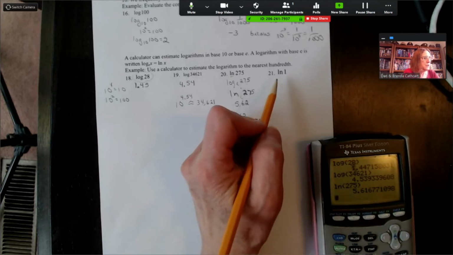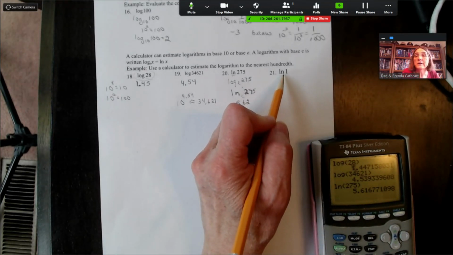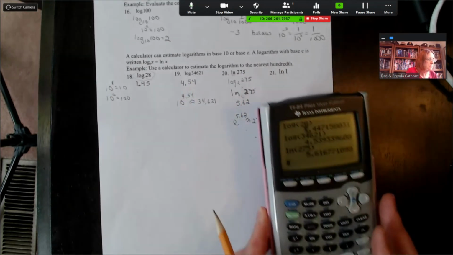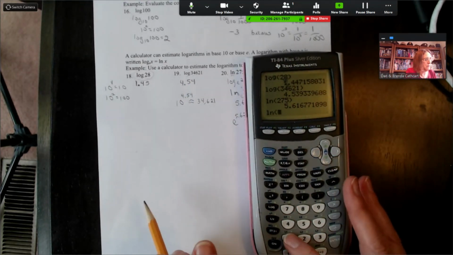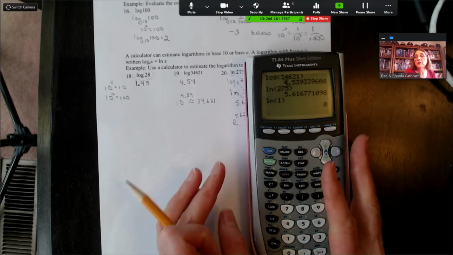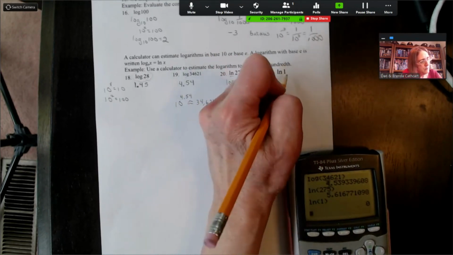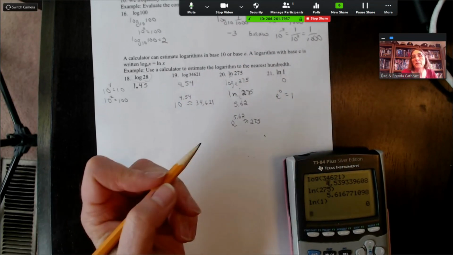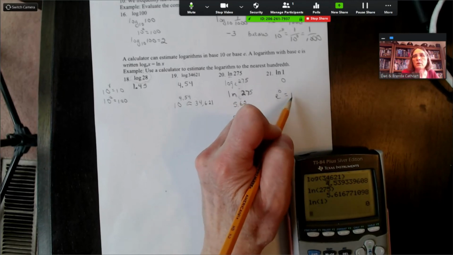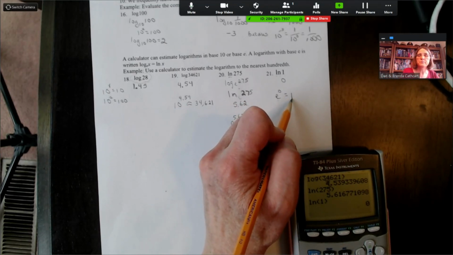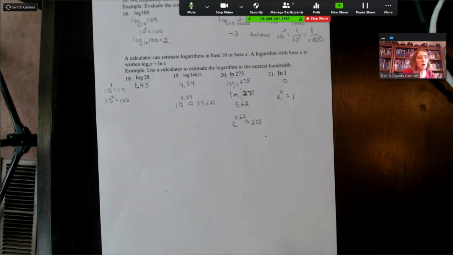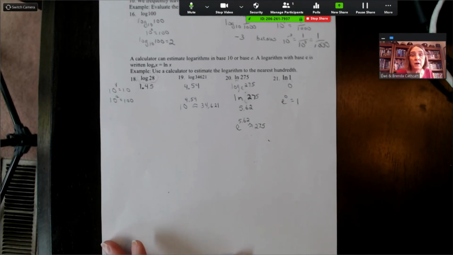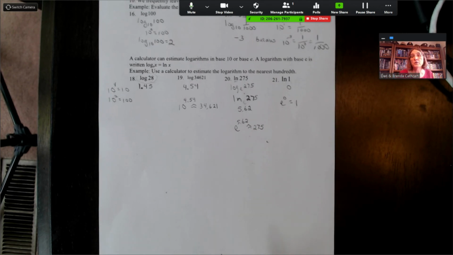Okay. Our next one is log natural of 1, and we can do that on our calculator. We're going to get 0. And what that tells us is e to the 0 power is equal to 1. That's true. Any base to the 0 power is equal to 1. Okay, so that's our introduction to writing logarithms and evaluating logarithms and their inverse properties.